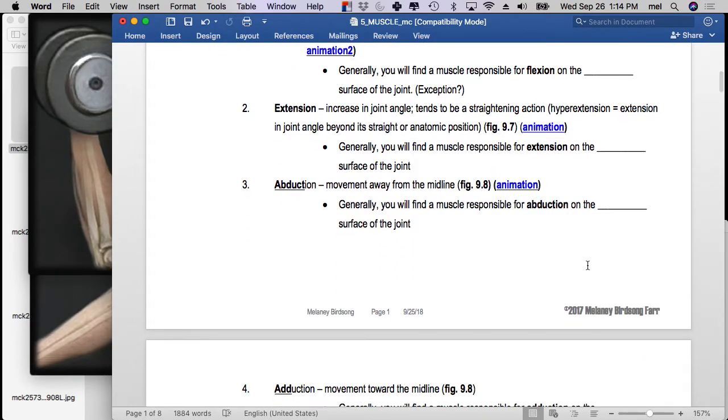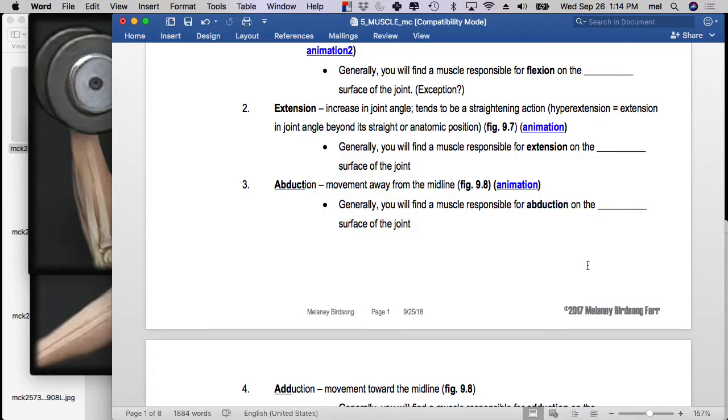Okay. Extension and hyperextension. Let's talk about those and let's do a little bit of it. Extension is increasing the joint angle. Watch, we'll start from here. But generally, extension is just putting it back to anatomical position, right? Increasing the joint angle, usually starting from a flexed position, okay? Extension, okay? So where is a muscle responsible for extension generally going to be?